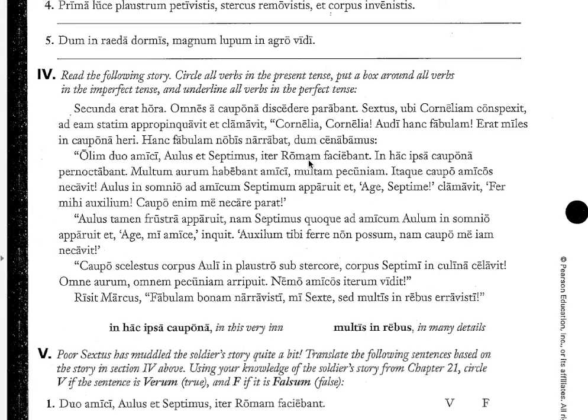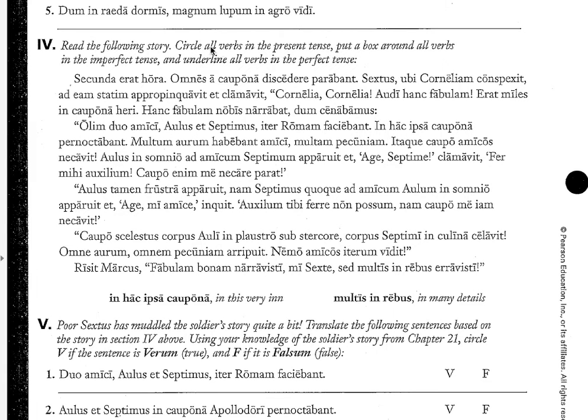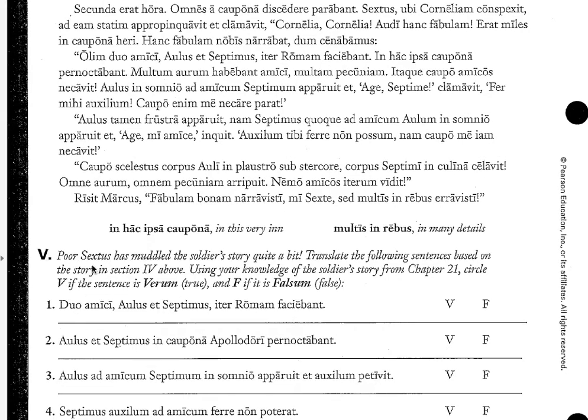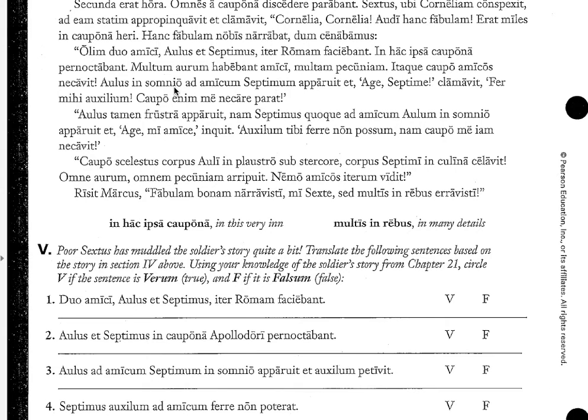For number 4 here, read the story, circle verbs in present, box around imperfect, and underline perfect. So again, that's just more tense recognition, which is good. But you'll notice here in section 5, it refers to the story above, and it says, poor Sextus has muddled the soldier's story quite a bit. Translate the following sentences based on the story in section 4 above, and using your knowledge of the soldier story from chapter 21, circle V if the sentence is true, and F if it is false.